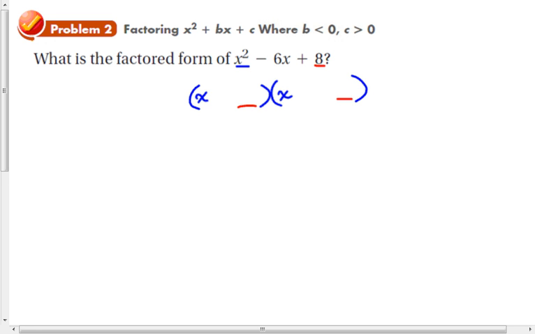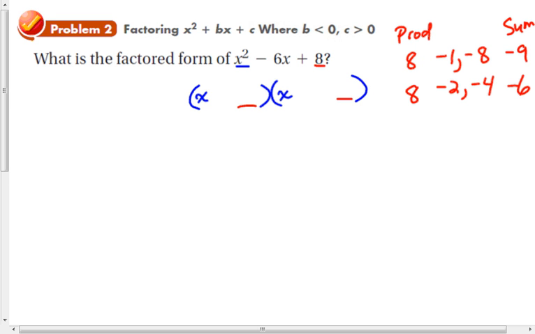So to do this, we're going to need two negatives to get a positive 8 and then to have a sum of negative 6. So my possible factors are negative 1 and negative 8, negative 2 and negative 4, and that's really my only choices. Now, the product, of course, is positive 8 here and here. The sum of the two is negative 9 on this one and negative 6 on this one. And it's the negative 6, that one is the one that we need.